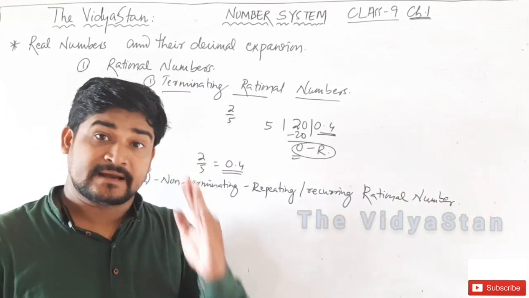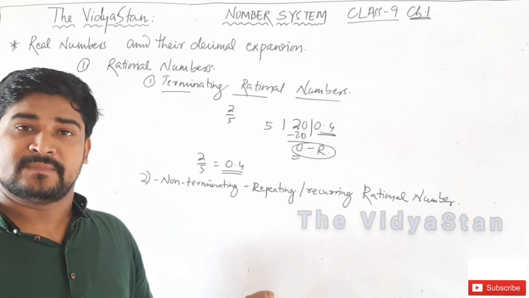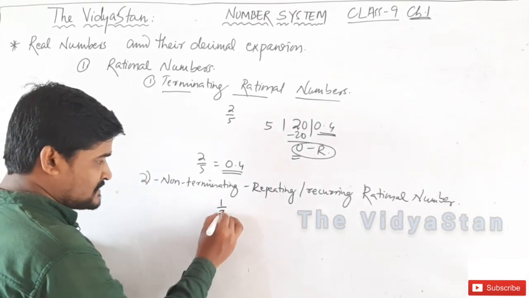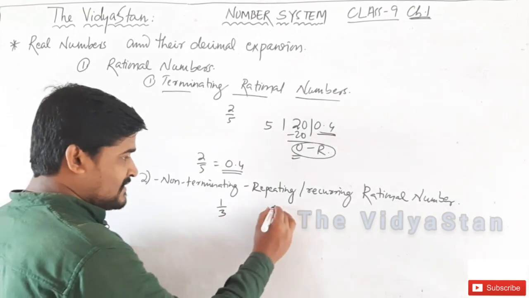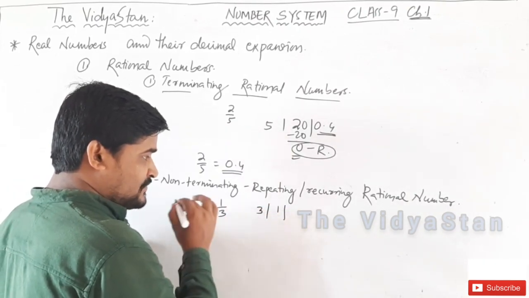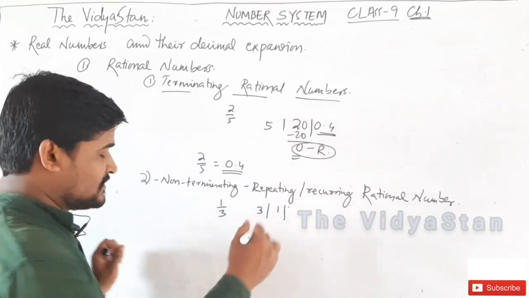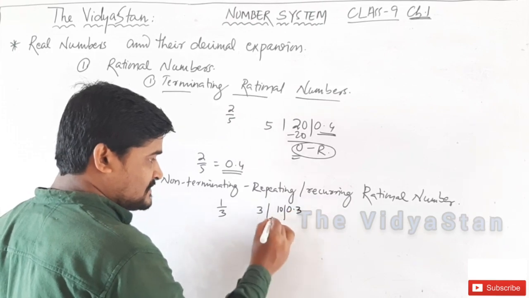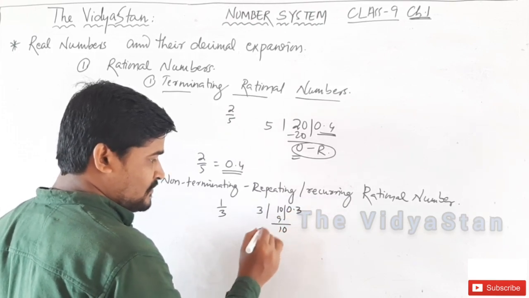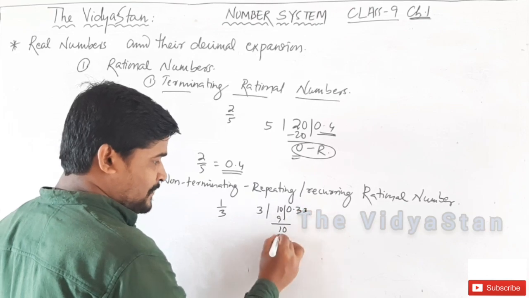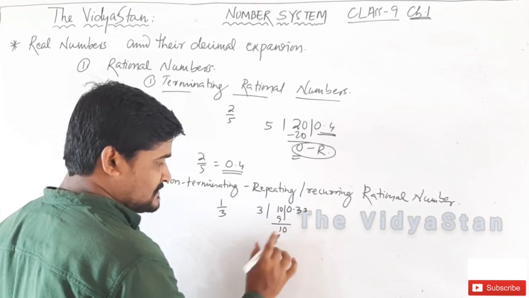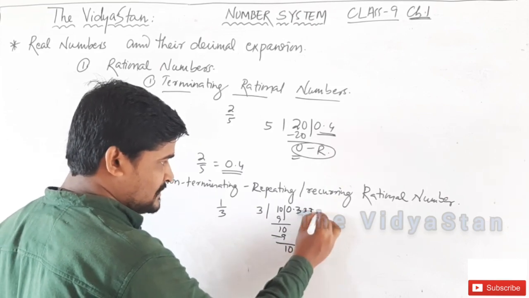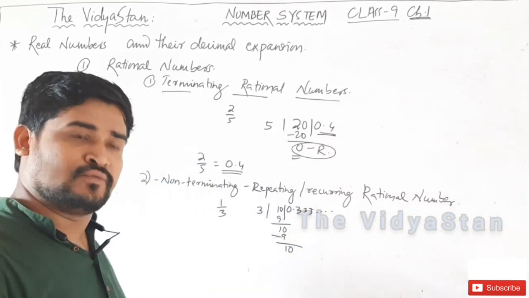We can say it is recurring or repeating, non-terminating, repeating rational number. So let's take an example. Suppose it is 1 by 3. We will divide 1 by 3. Since 1 is less than 3, we will put a decimal sign. So this is 10 and we will get 3, 9 and 1. Then we will put 10. This is 3, this is 9, and we will put 0 again and this is 3, and this process will continue.